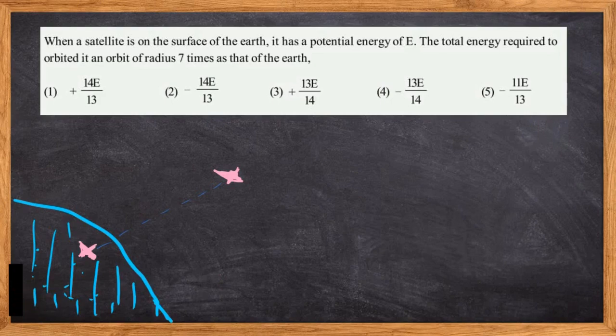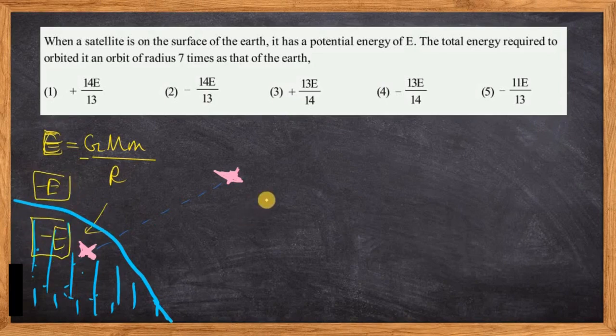So first thing what we have to do is, let's write down the data we have. First thing they are telling, the satellite is on the surface of the Earth, right? And the potential energy when it's on the surface is E. So E should be equal to G M, mass of the Earth, and small m, mass of the satellite, over the radius R, and it's minus, right? So E should be a minus value. It's minus E on the surface.